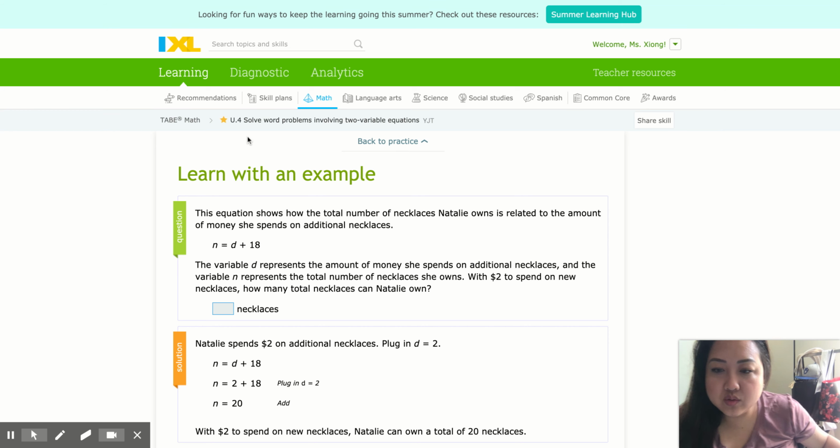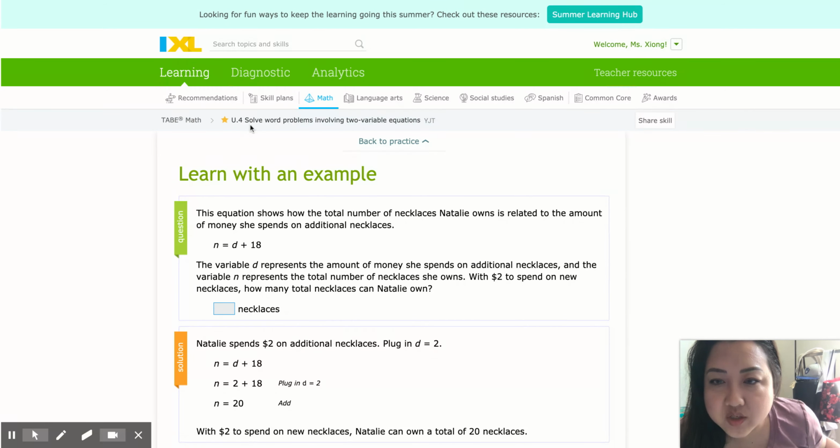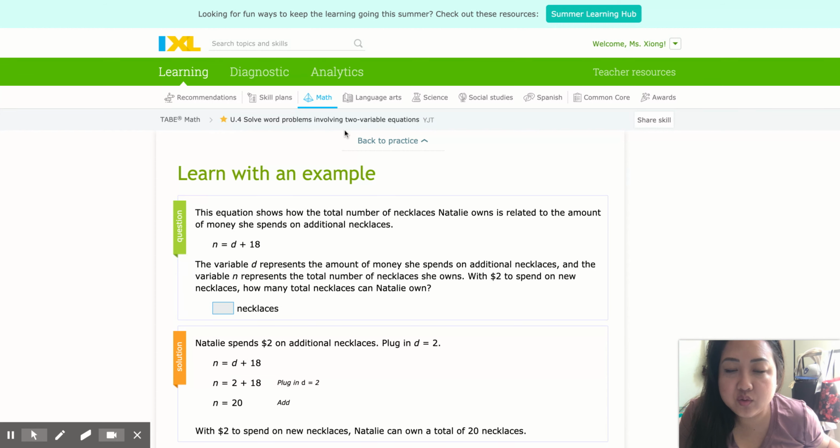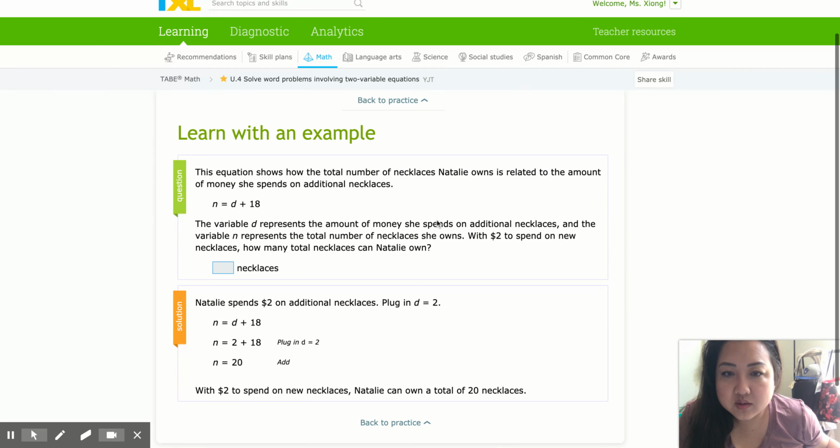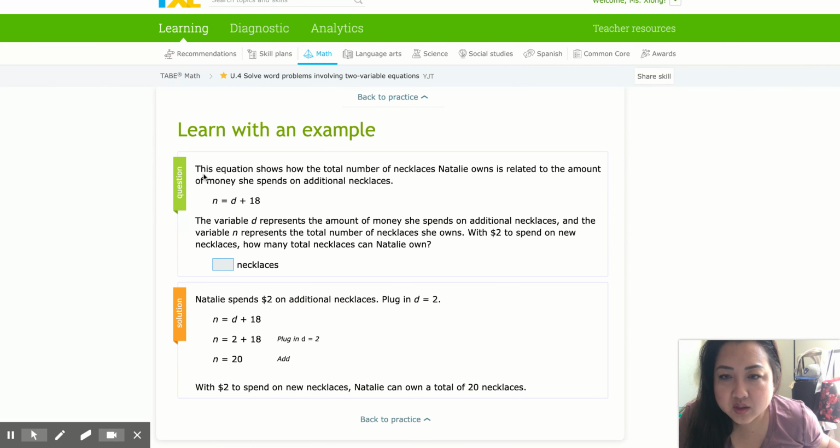All right, today we're going to do the last skill on here, which is solving word problems that involve two variable equations. It says that this equation shows how the total number of necklaces Natalie owns is related to the amount of money she spends on additional necklaces. N equals D plus 18. The variable D represents the amount of money she spends on additional necklaces, and the variable N represents the total number of necklaces she owns. So with $2 to spend on new necklaces, how many total necklaces can she own?